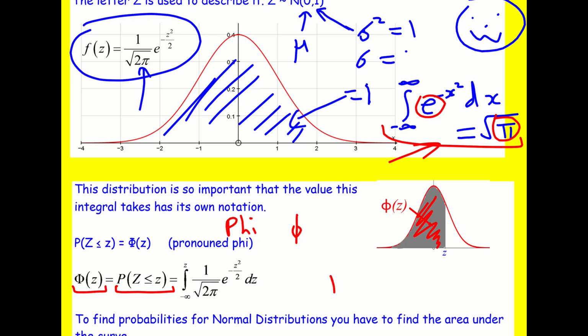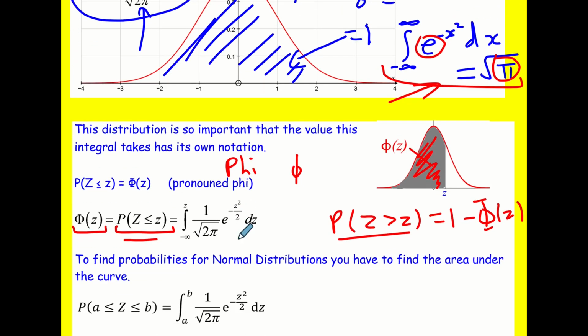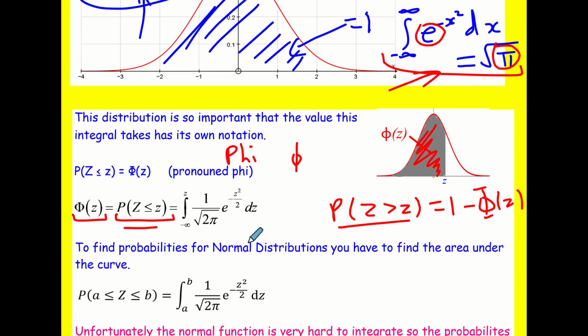So if you wanted the probability that z was greater than little z, it would be 1 minus phi of z, because these two are going to add to 1. And you could write probabilities all in terms of phi. It's less commonly used, not really used a lot in A-level maths now. But if we want to work out the probability that z lies between a and b, you end up with this very similar integral, but with a and b in there.